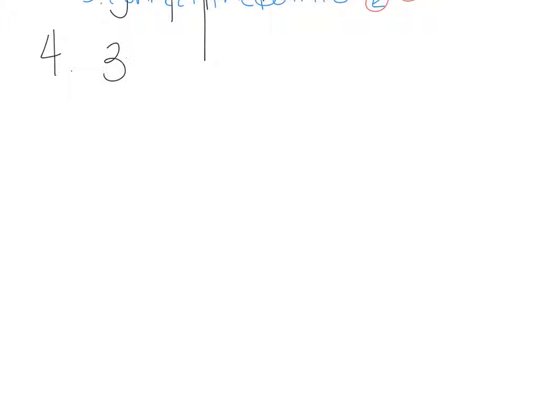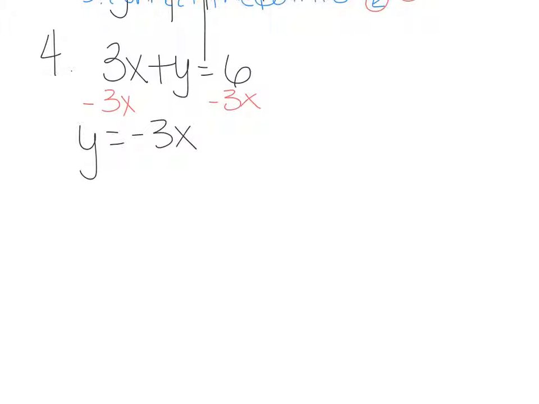Alright, if I have 3x plus y equals 6. Okay, step 1, make sure it's in y equals. Okay, this time it's not in y equals. So to get it in y equals, I need to isolate this y, which means I need to get rid of this 3x. Okay, this is a positive 3x, so to get rid of a positive 3x, we're going to subtract 3x from both sides. So now my equation says y equals negative 3x plus 6.